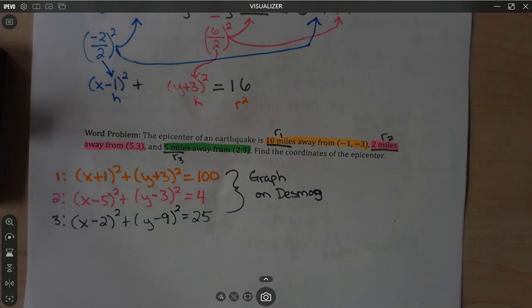And I'm going to pull that up. Set that right here. Then on Desmos, we can type it in as we see it. So x plus 1, oops, I didn't put my 1 in there, squared, plus y plus 3 squared equals 100. Okay.